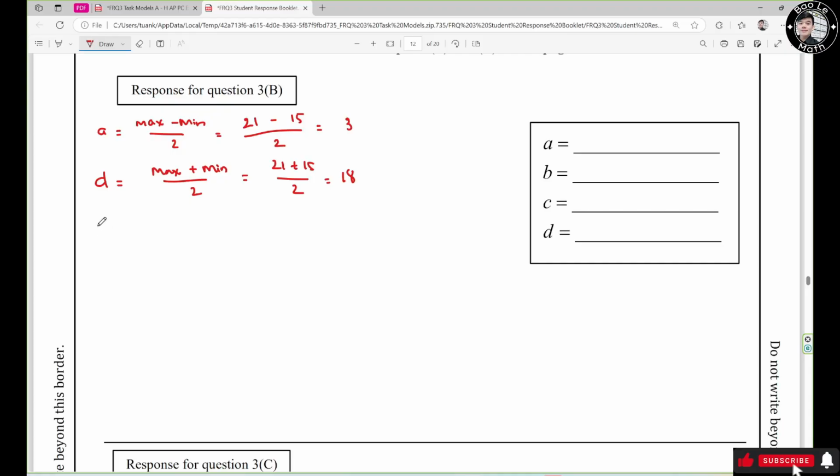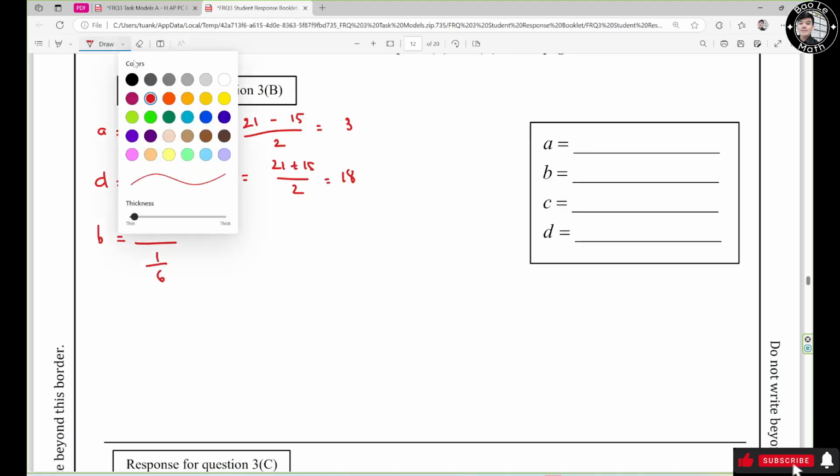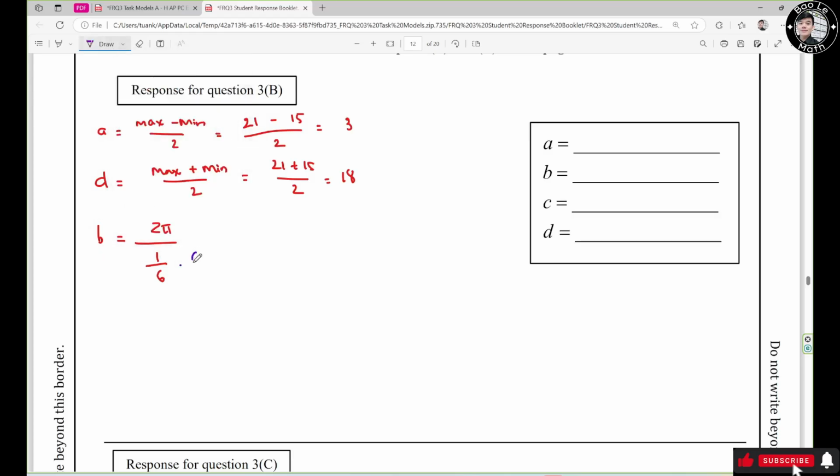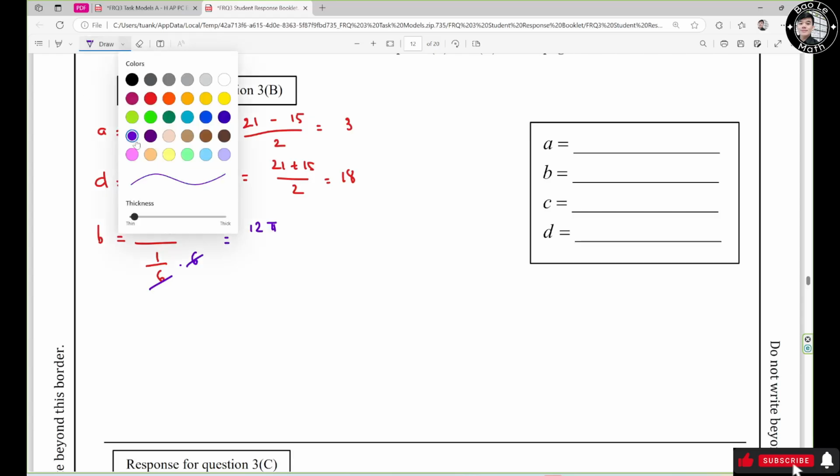Now you need to solve for B. It's going to be 2 pi divided by period. Period equals 1/6, right? Now you need to multiply the top and bottom by 6, right? So the answer is 12 pi, right? This one cancels out. Now you need to solve for C.